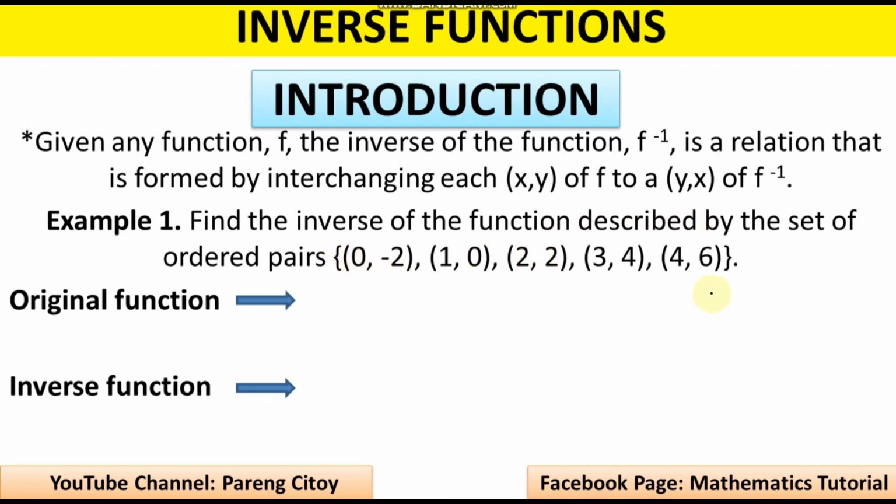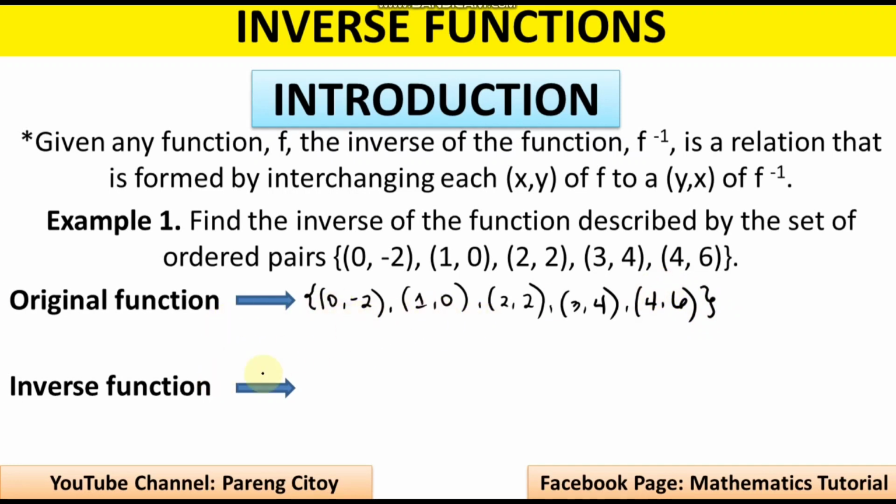So our original ordered pairs are 0 and negative 2, positive 1 and 0, 2 and 2, 3 and 4, and 4 and 6. That is the original function. So we will find the inverse of that given function. The inverse, from the word itself, inverse, means opposite. So the inverse of our given function is, the y comes first.